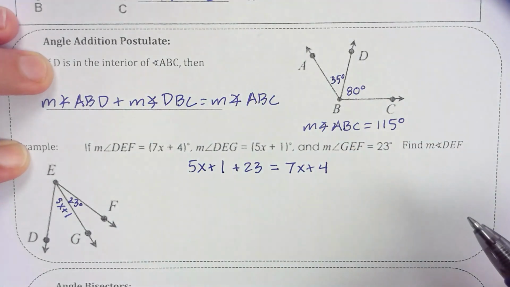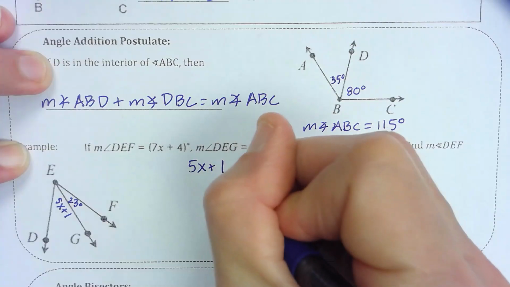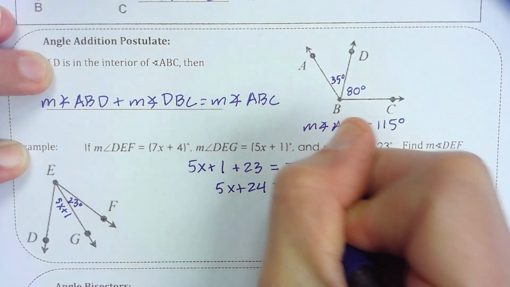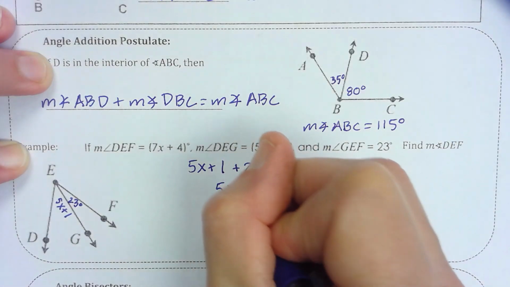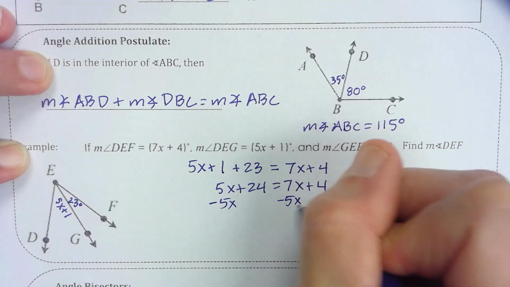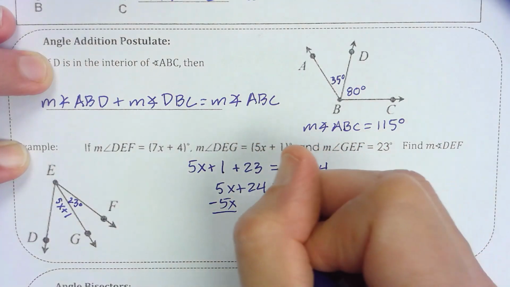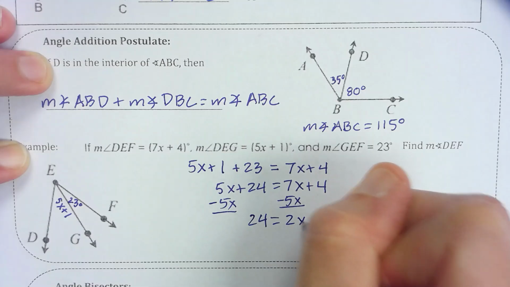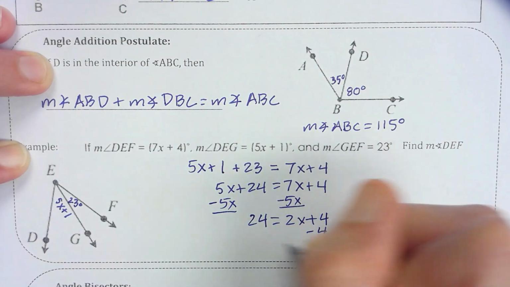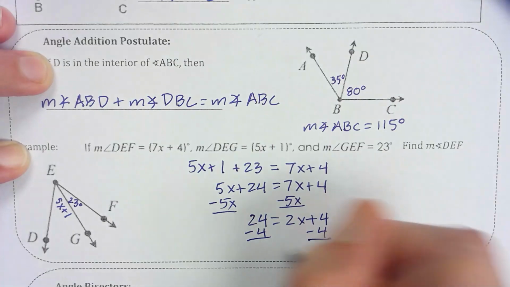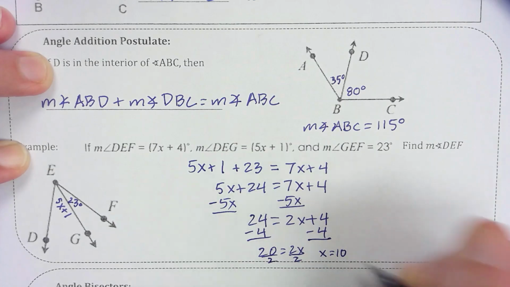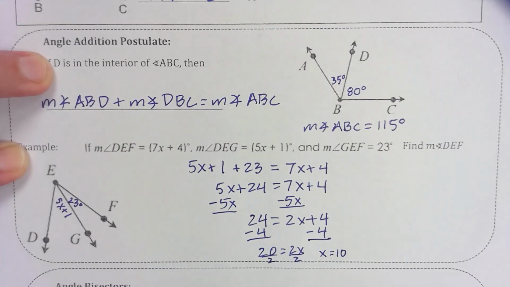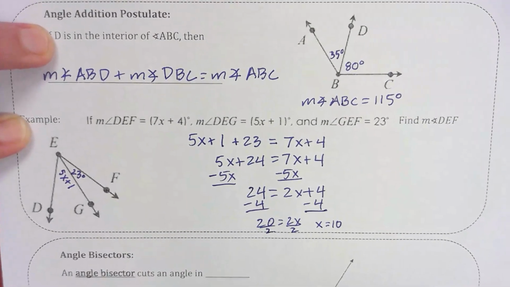Now I just have to do algebra to finish this. Combine like terms on the same side of the equal sign. Bring all the variables to one side. So I'm going to move the variables to the right, so they stay positive. That's just a matter of taste. You could also move them to the left, it wouldn't matter. 20 equals 2x, so divide by 2. X equals 10.